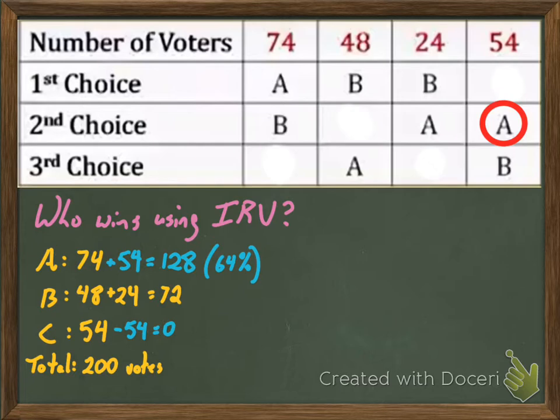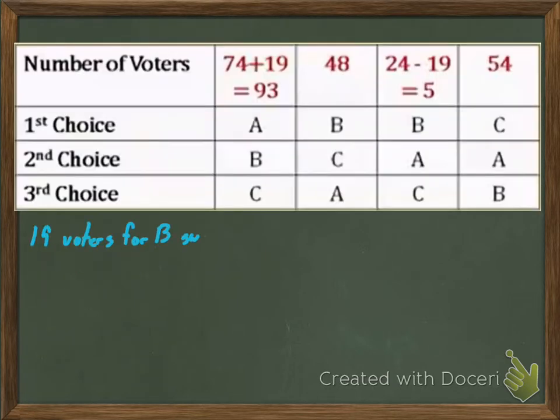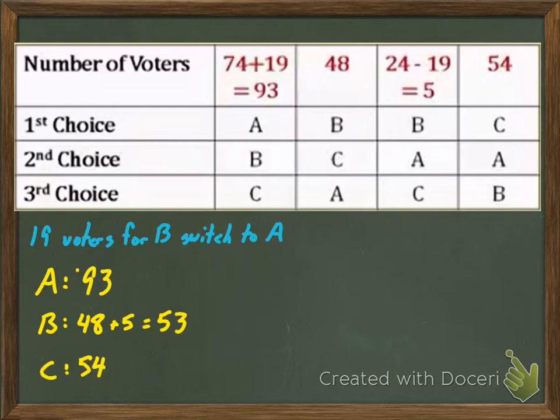Let's take a look at another example. Let's say 19 voters for B switch to A. I know this is really not allowed in most elections where you can't go in and switch your vote. Maybe they were miscounted. I don't know. Anyway, let's say 19 voters change their mind and they switch from B to A. They want to increase their amount of votes for A, right?